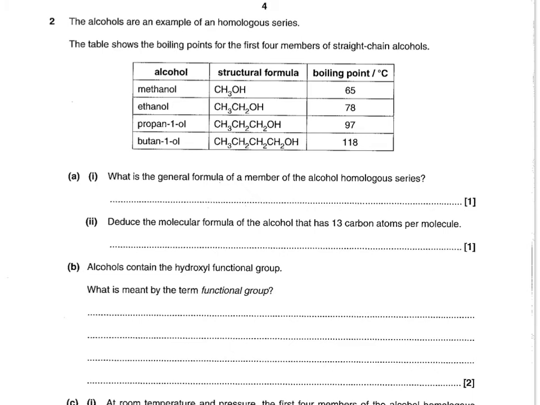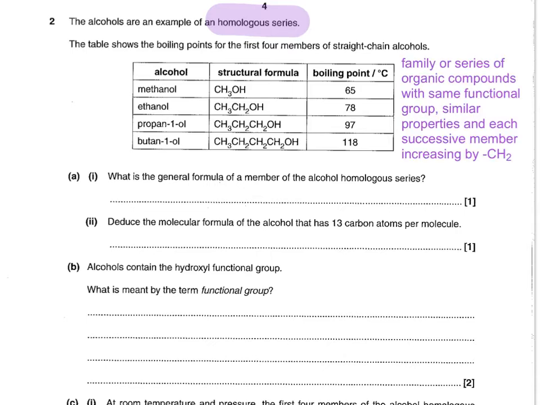So let's have a look at an exam question. You're given some data, and it says the alcohols are an example of a homologous series. So a homologous series is a family or series of organic compounds with the same functional group, very similar properties, and each successive member increasing by CH2.